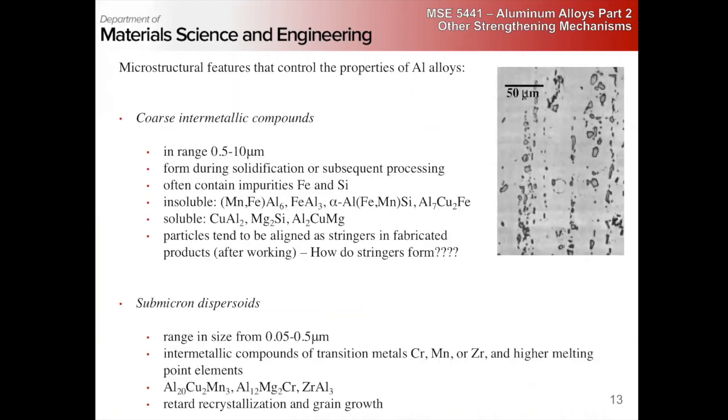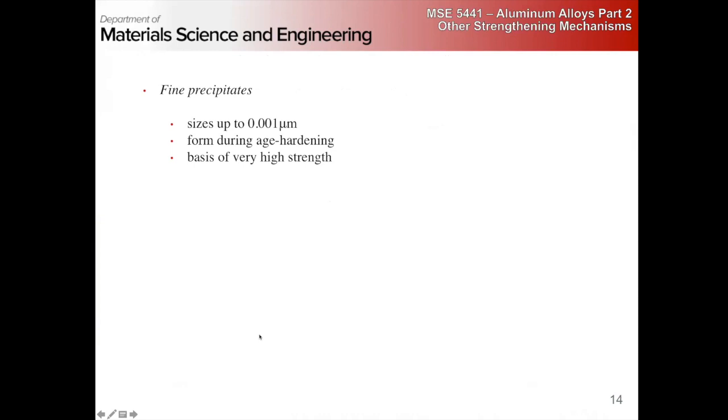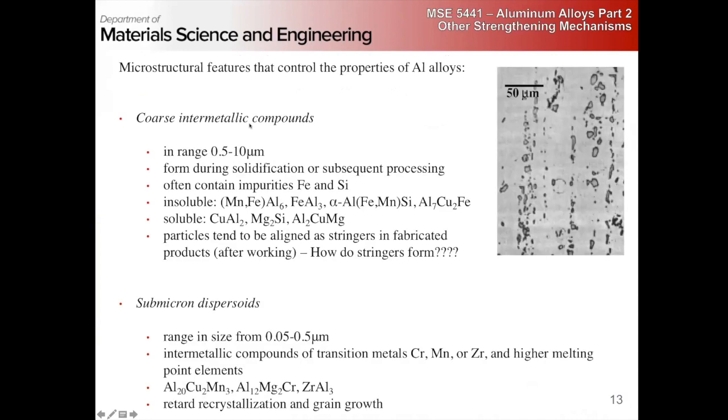So microstructure. This balance between coarse intermetallics, submicron dispersions, and fine precipitates is basically what the rest of this set of notes is, and what this affects in properties. Generally, coarse intermetallic compounds are going to be pretty bad for properties because they're brittle, and are going to reduce our fracture toughness and fatigue life, because they serve as crack nucleation sites.